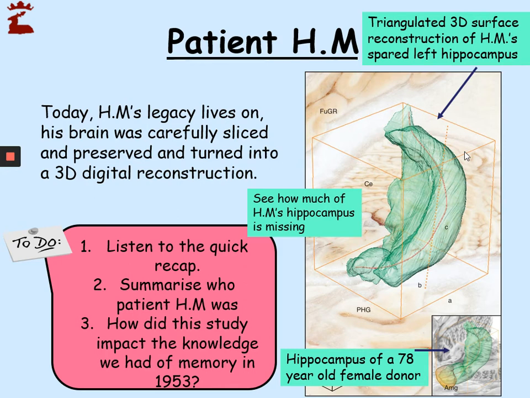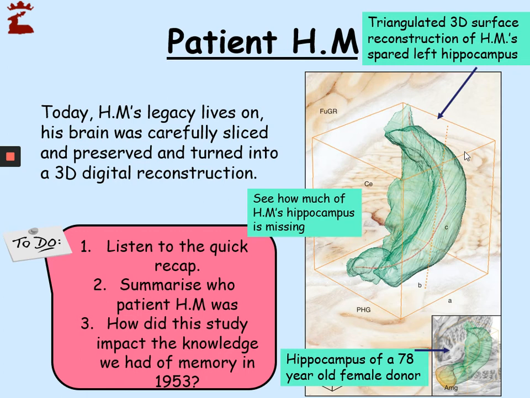If you now look at the main image, the larger image, this is HM's brain, so you can see how much of the hippocampus is missing. That's the orange shaded area on the image on the right hand side, the smaller one. You can see how much is missing from his brain, so you can see how, as a result of that missing part, it had an impact on his memory.